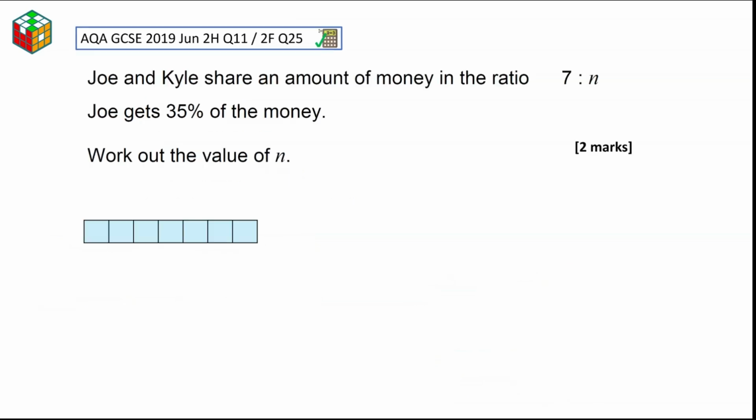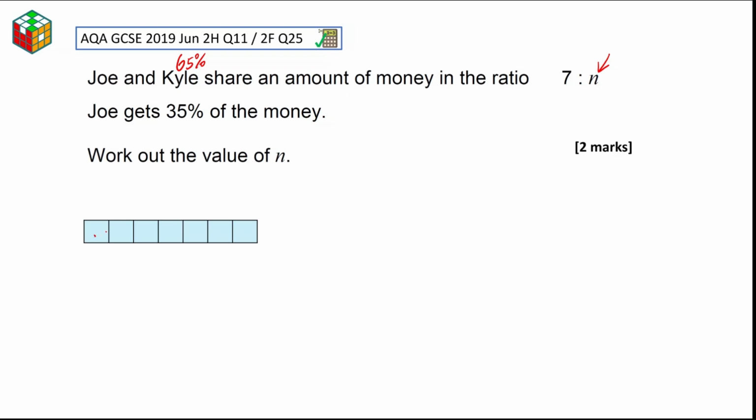So another one. Joe and Kyle share an amount of money in the ratio of 7 to n. Joe gets 35% of the money. Kyle gets more. Kyle got 65%. So when I read it, I know already Kyle's amount is more, so I'm expecting the number for n is bigger than 7. They ask you to work out the value of n. So let's have a look.